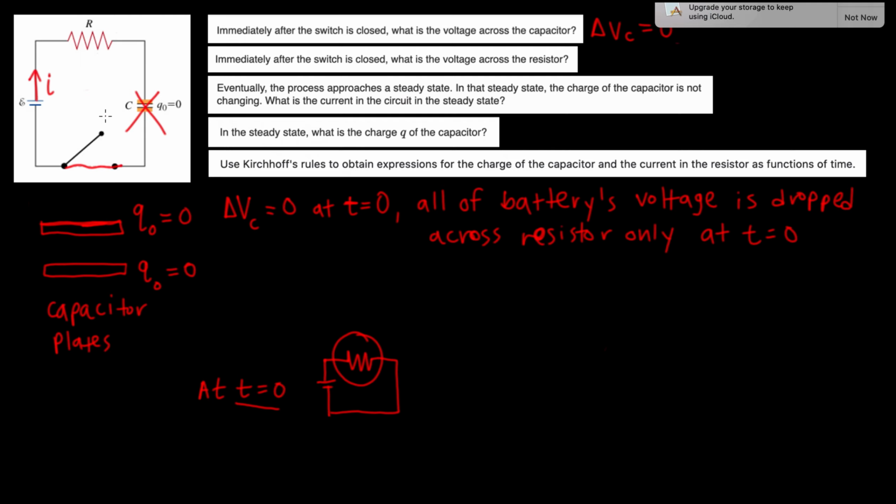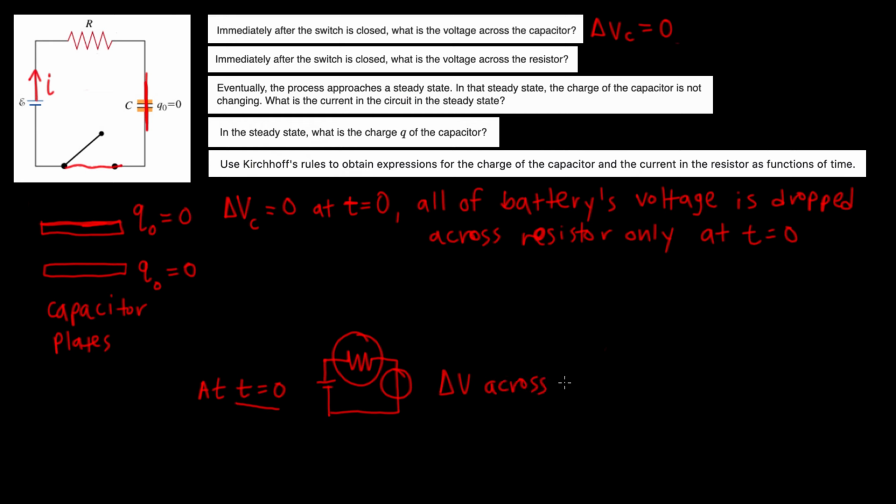And so the reason why the battery's voltage is equal to the voltage across the resistor at time equals 0 is because we're treating the capacitor like a piece of wire. So it's almost as if the capacitor doesn't exist at time equals 0, because we're just treating it like a piece of wire. And also, since the capacitor acts like a piece of wire, the voltage across a piece of wire is 0. And so that's why we can ignore the capacitor right now.